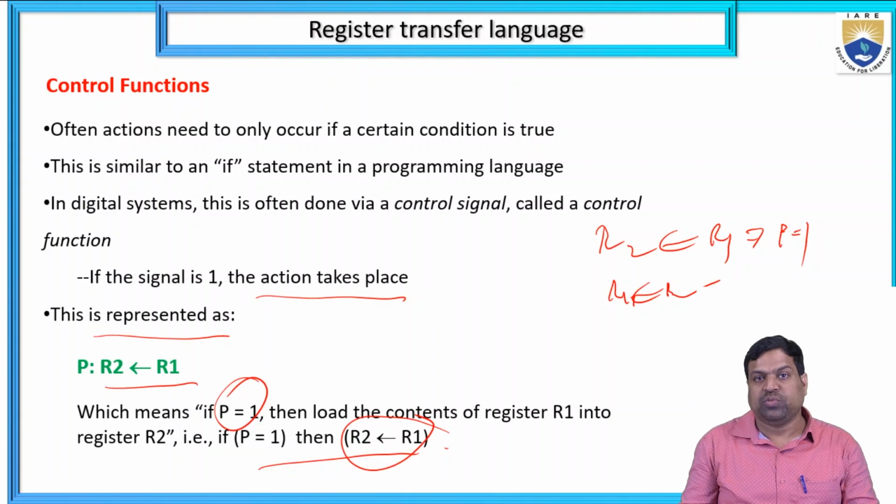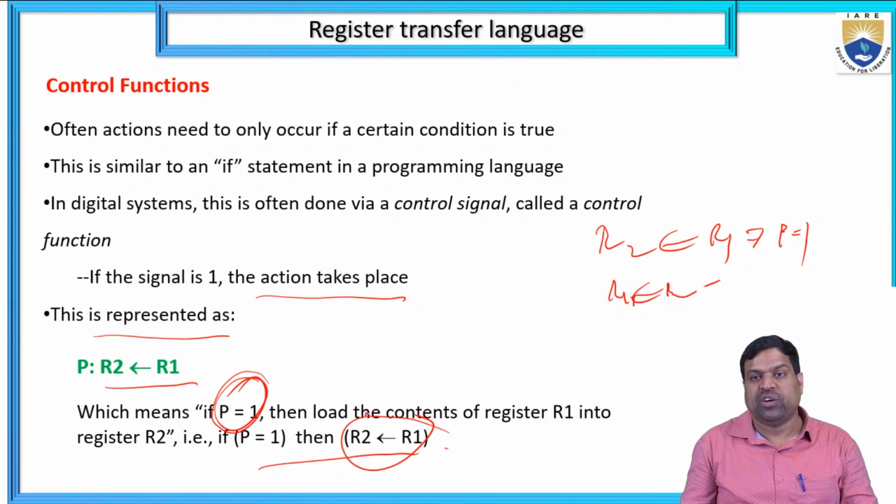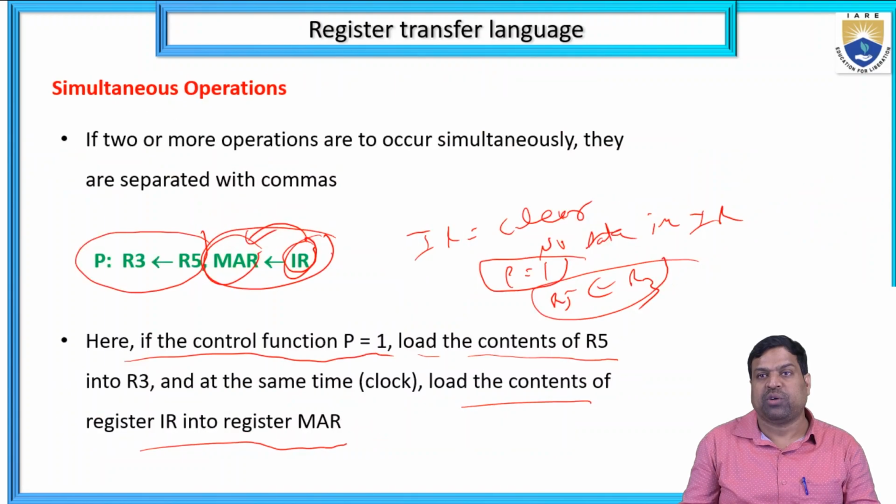And control functions means we are controlling the register transfer of data from one register to another register. Control function means if P equal to 1, then only we transfer the data. If P equal to 0, we can't transfer the data. That means control means conditional operations. And hardware implementation means we are loading the function. If P equal to 1, then only it is loading. If P equal to 0, we can't load the values from R1 to R2.